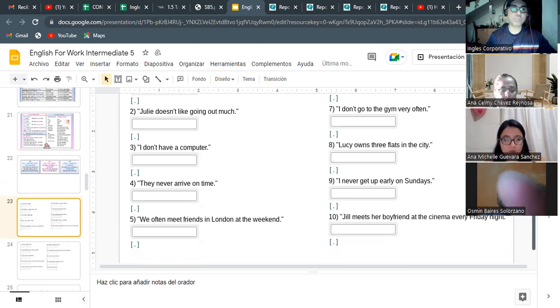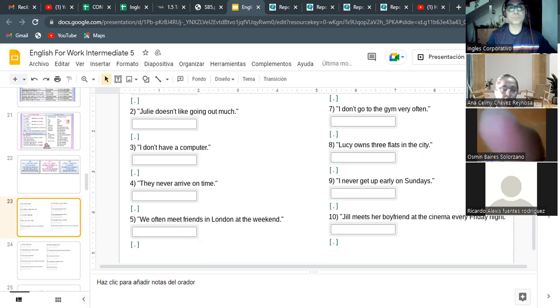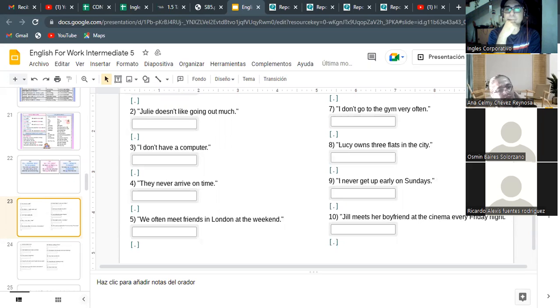Okay. Good. Number two says, Julie doesn't like going out much. How is it going to be the reported speech here? She says Julie doesn't like going out much? What do you think? She said Julie didn't like going. Okay, yeah, if it's a general truth, we can say Julie doesn't like, but I believe it's better to say Julie didn't like going out much because it's something that she said, right? It's just something that she mentioned.